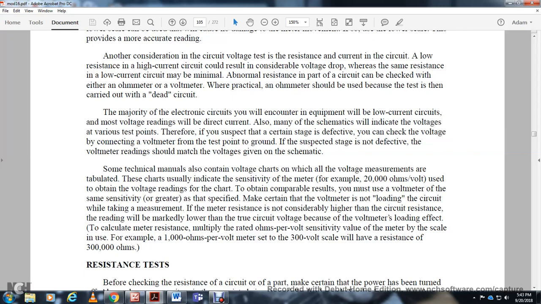Therefore, suspect a certain state of defect with the chain of the voltage by connecting the voltmeter with the test point to the ground. For the suspect state of the defect, the voltmeter reading should match the voltage given on the schematic. Some technical manuals also contain voltage charts, in which the voltage measures are tabulated.